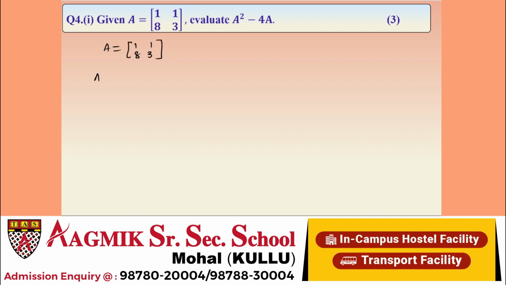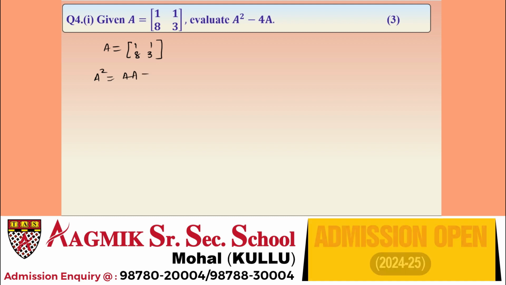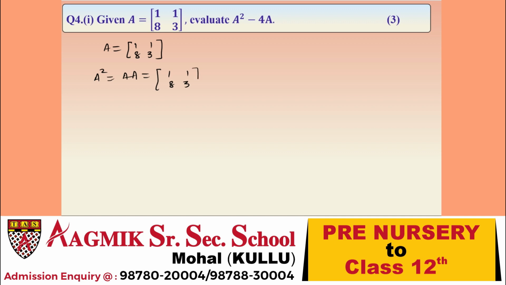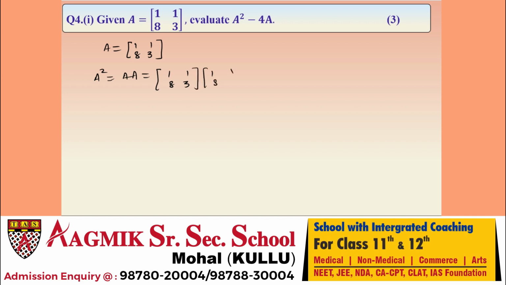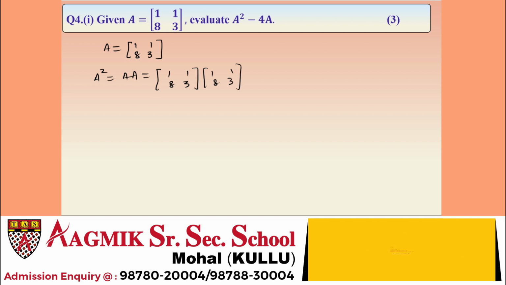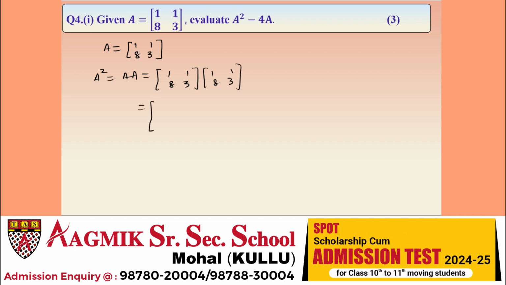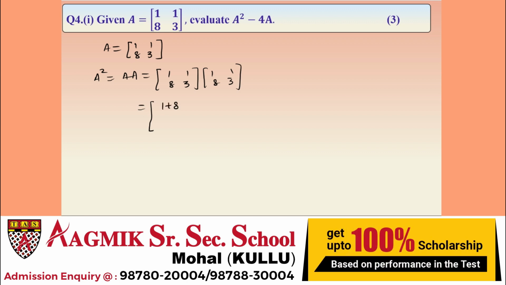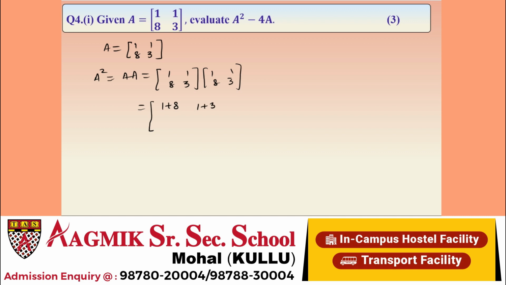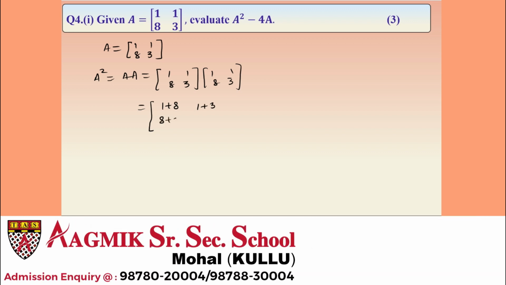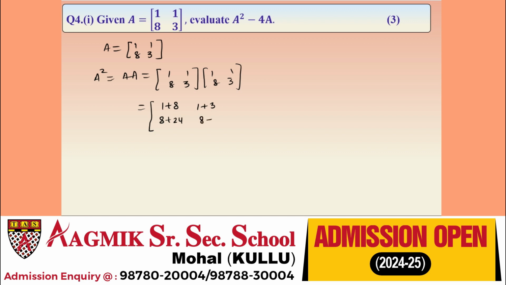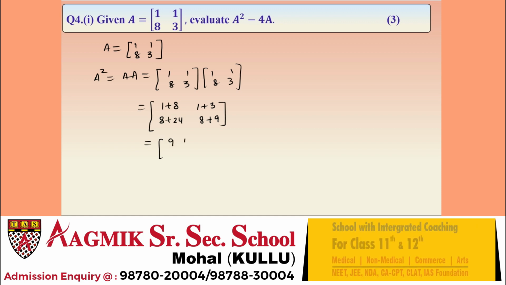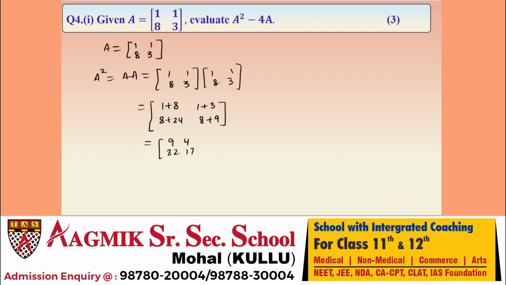So for that you first have to find A square, which is A into A. So we need to multiply these two matrices. All right. So we have to multiply this matrix with itself, 1 1 8 3. So let's do it. First element would be when you multiply corresponding elements of first row and first column. So 1 plus 8, first row second column, so 1 plus 3, second row first column 8 plus 3 8s are 24, second row second column 8 plus 3 3s are 9. So we have A square matrix as 9, 4, 32 and 17.